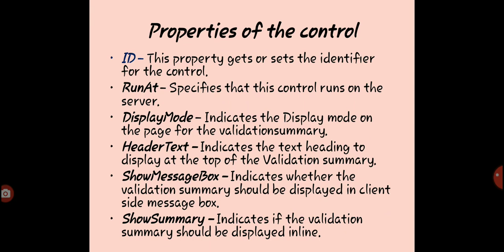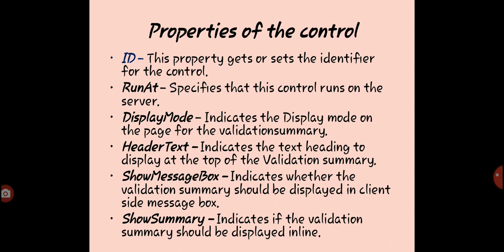So these are the properties of the validation control. ID shows the identifier of the control. Run at specifies where the control runs. Usually this is a server control, so we give runat equals server. Then display mode is the mode of display of the errors, which can be list or inline. Then header text: we usually give a title for displaying the summarization of validation errors. Whatever we give in the coding will be displayed on the execution screen.